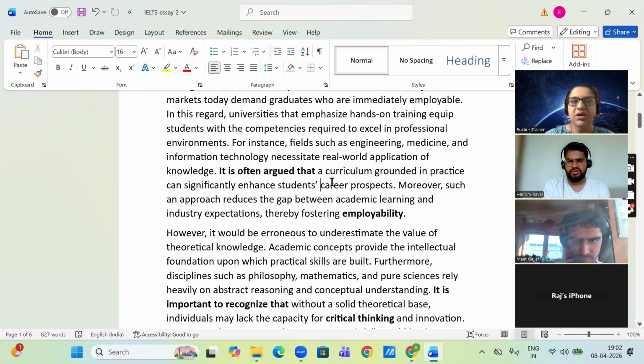लखेलं एज छे कि जो करिकुलम प्रैक्टिकल होता है वो स्टूडेंट्स के करियर प्रोस्पेक्ट्स को एनहांस कर सकता है, but why is the apostrophe at the end? Yeah, because students is itself plural. That's why. Very good. Students is plural. It ends with an S already. So here the apostrophe is at the end of the word.